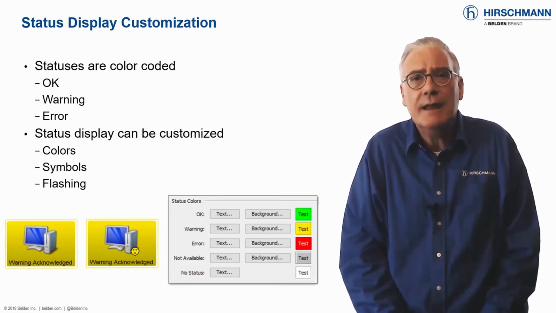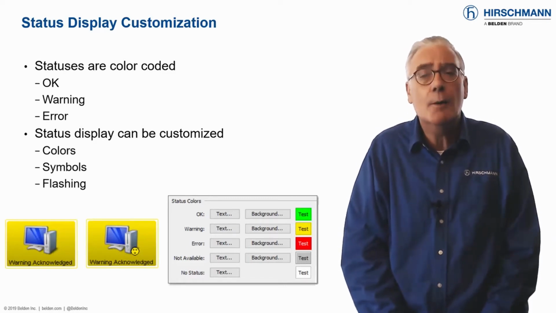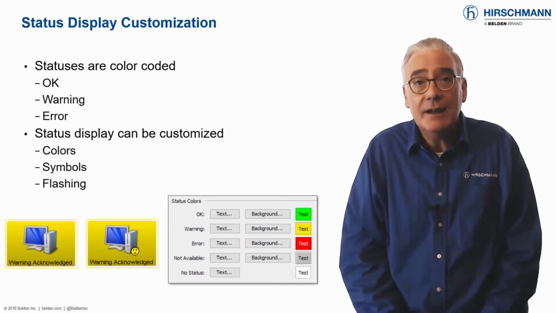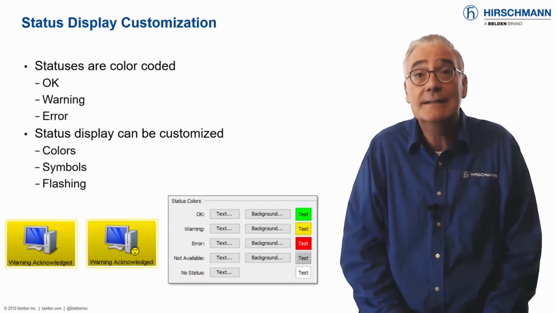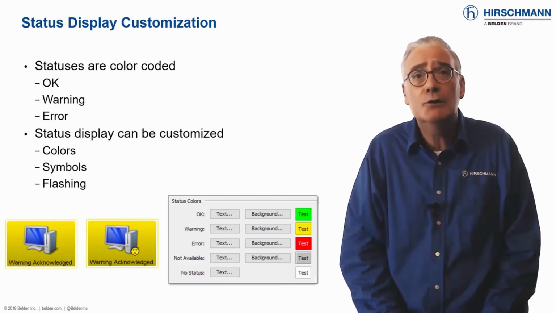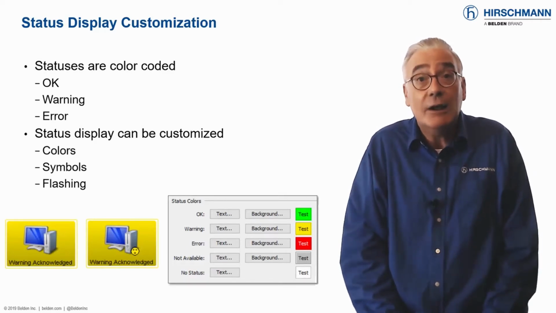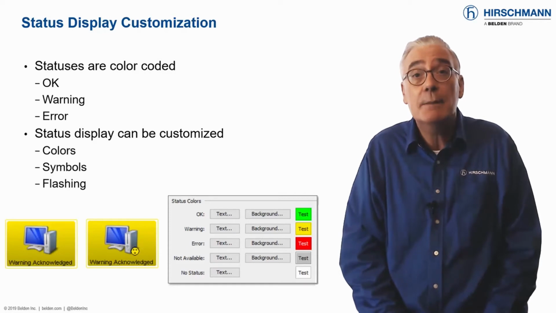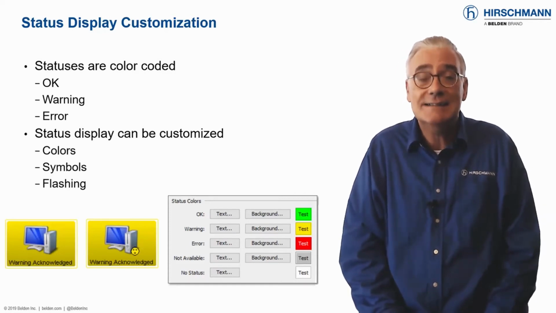For operators with color vision deficiency, there are many options. The colors used for status displays can be selected. Status symbols can be superimposed on device icons. The icons themselves can even be made to flash after a status change.